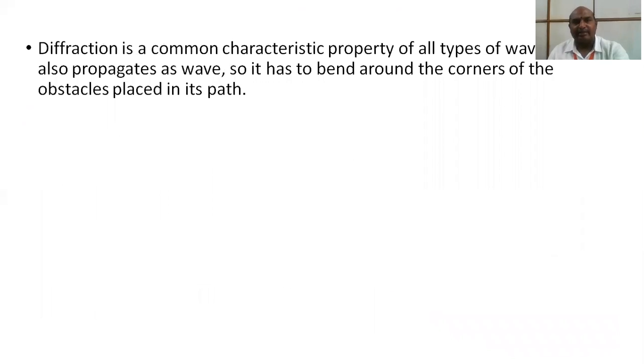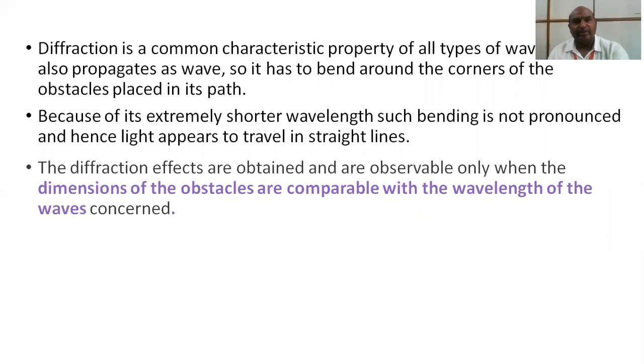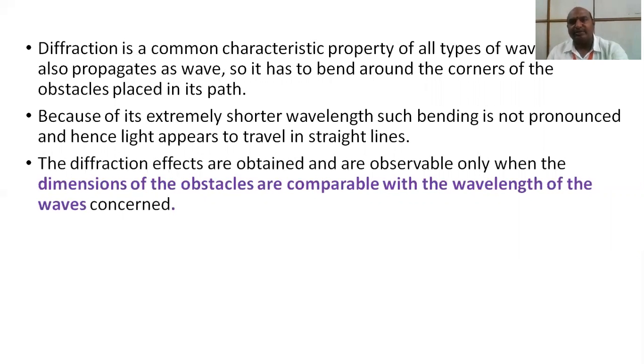Diffraction is a common characteristic property of all types of waves. Light also propagates as a wave, so it has to bend around the corners of an obstacle placed in its path. Because of its extremely short wavelength, such bending is not pronounced, and hence light appears to travel in straight lines. Diffraction effects are observable only when the dimensions of obstacles are comparable with the wavelength of the light waves concerned.